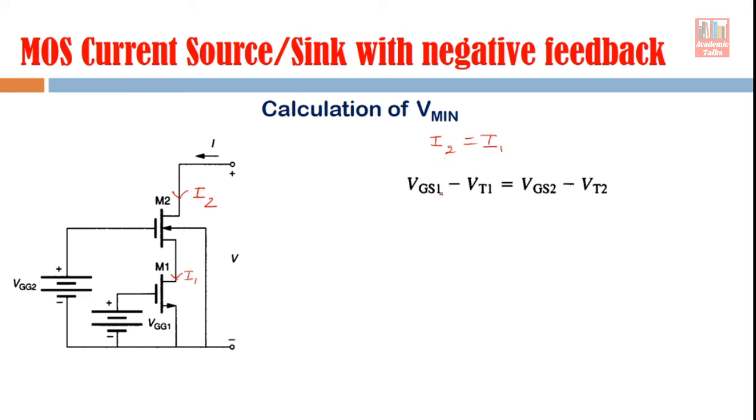It means their gate source voltage VGS minus VT is the same thing. Normally what happens, M1 and M2 are normally matched transistors. M1 and M2 are matched transistors. Matched transistors means they have the same K prime, they have the same W by L, that is the meaning of matched transistors.